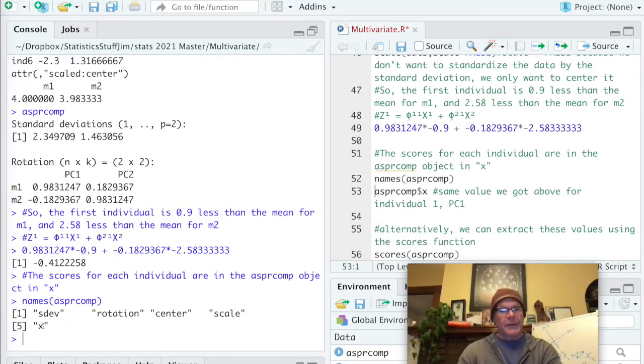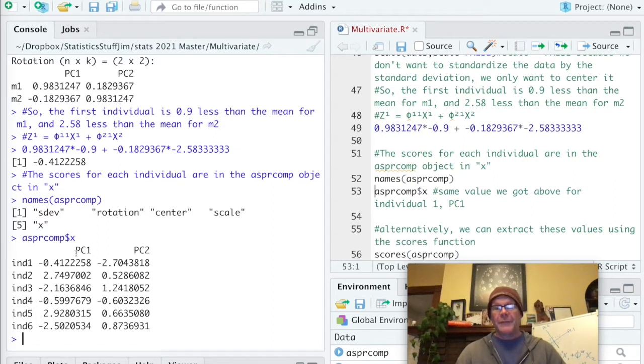And one of the things in that list is this little x. If I were to pull out the values that are present there, it's going to give me the PC scores for all of the individuals. And you'll notice here that the score for individual 1 for PC1 is minus 0.412258, which is the exact same thing we got when we did it by hand, right?